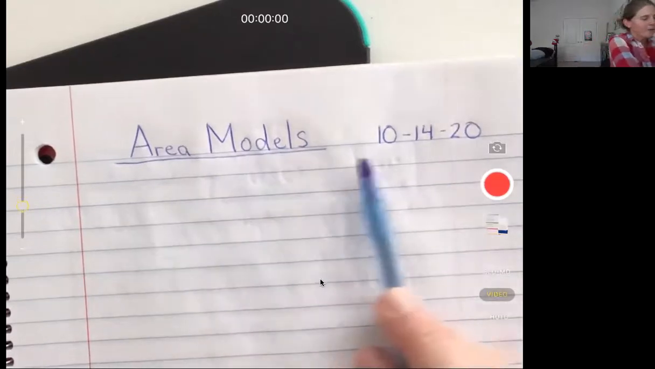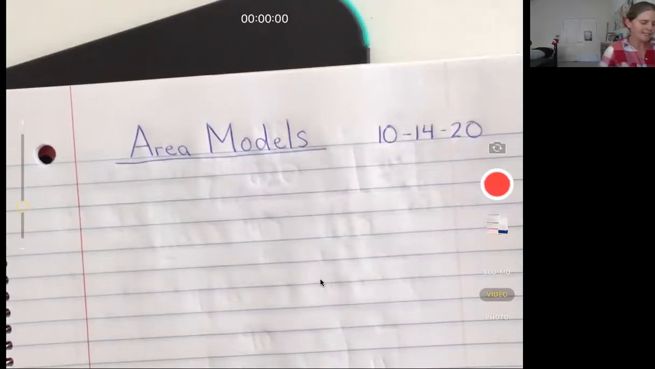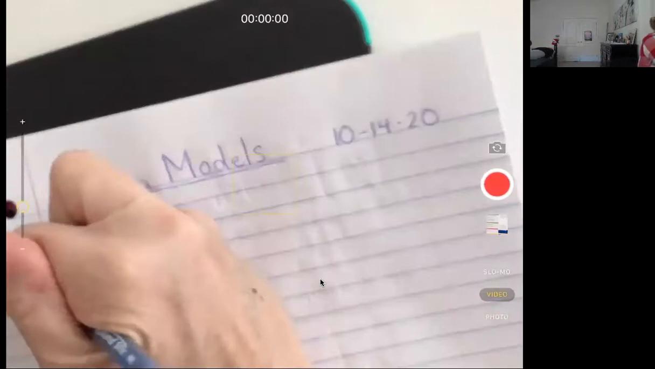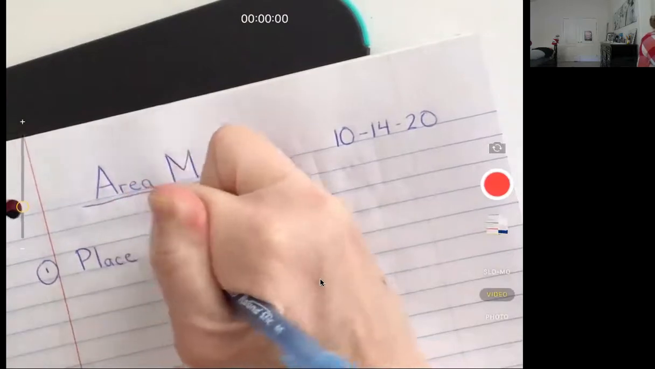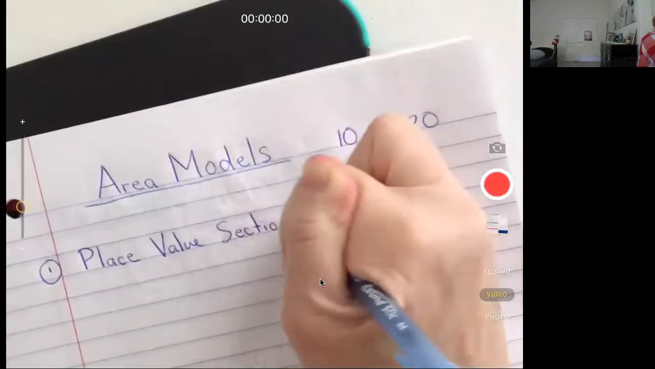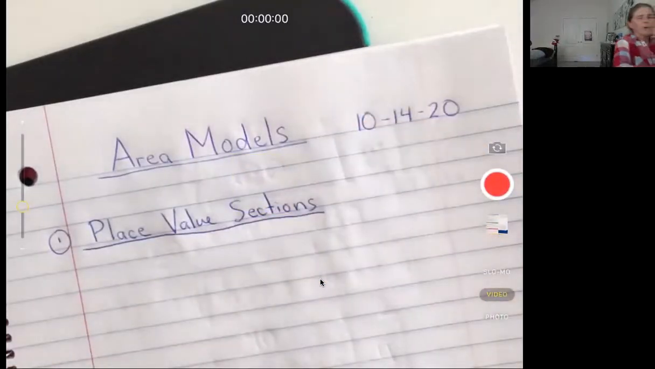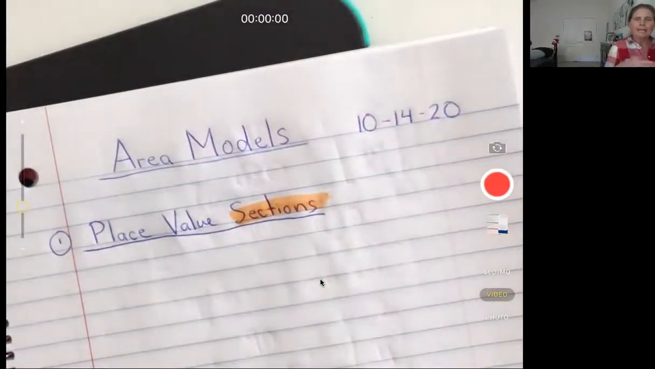So area models. Today is the 14th of October. And the first kind of area model that we've been practicing is called place value sections. That's like the formal name. So let's just call it that. Again, if you'd like to put this into your notebook, please feel free. I'm going to highlight the word sections because I think that will give you the big enough hint that you are breaking your numbers, your tens, up into sections.